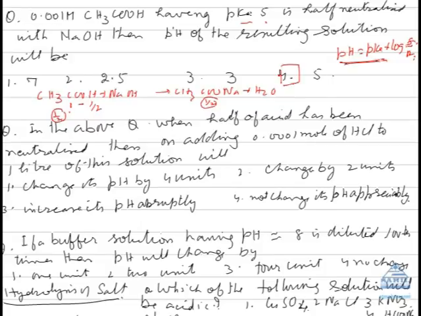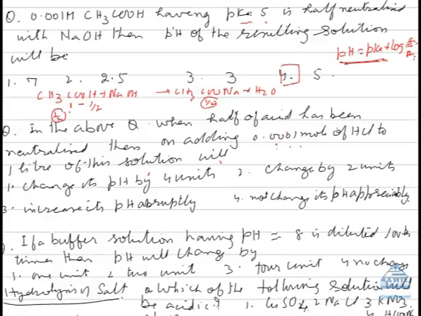In the above question, when half of the acid has been neutralized, then on adding 0.0001 mole of HCl to 1 liter of this solution, what will happen? Now he has given you a buffer solution. He says if you are adding 0.001 mole of HCl to it, what will happen to its pH?